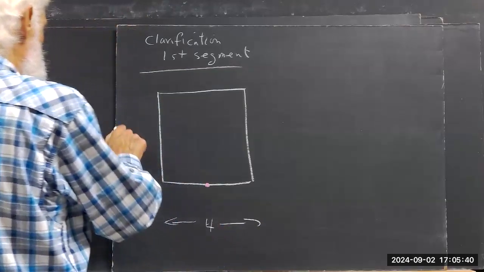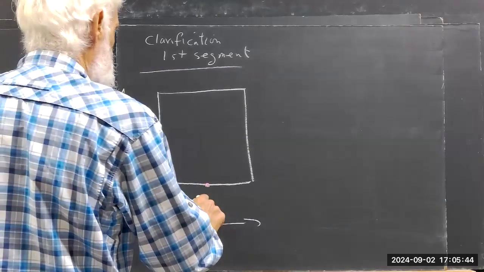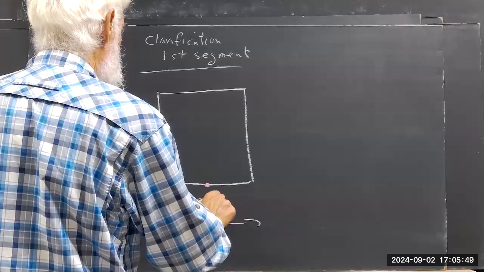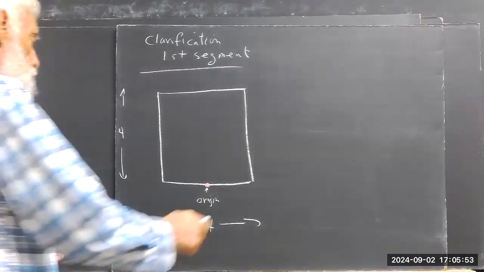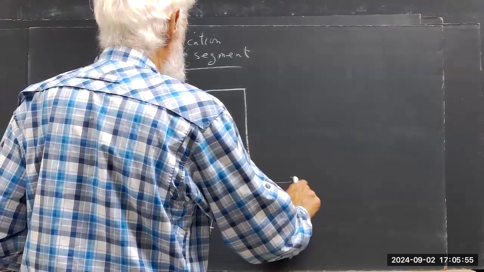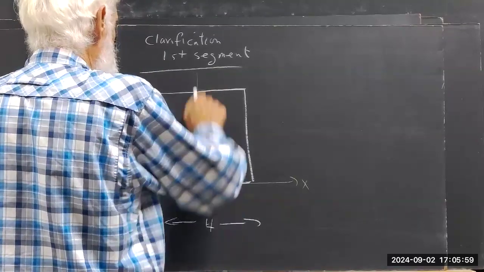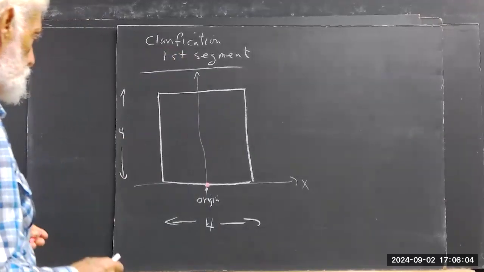It's not written very well. On 4 units. And this is the origin of the coordinate system. So now we have the x-y coordinate system. Here's x. And here's y. It's a little wobbly there, but you understand what it is.